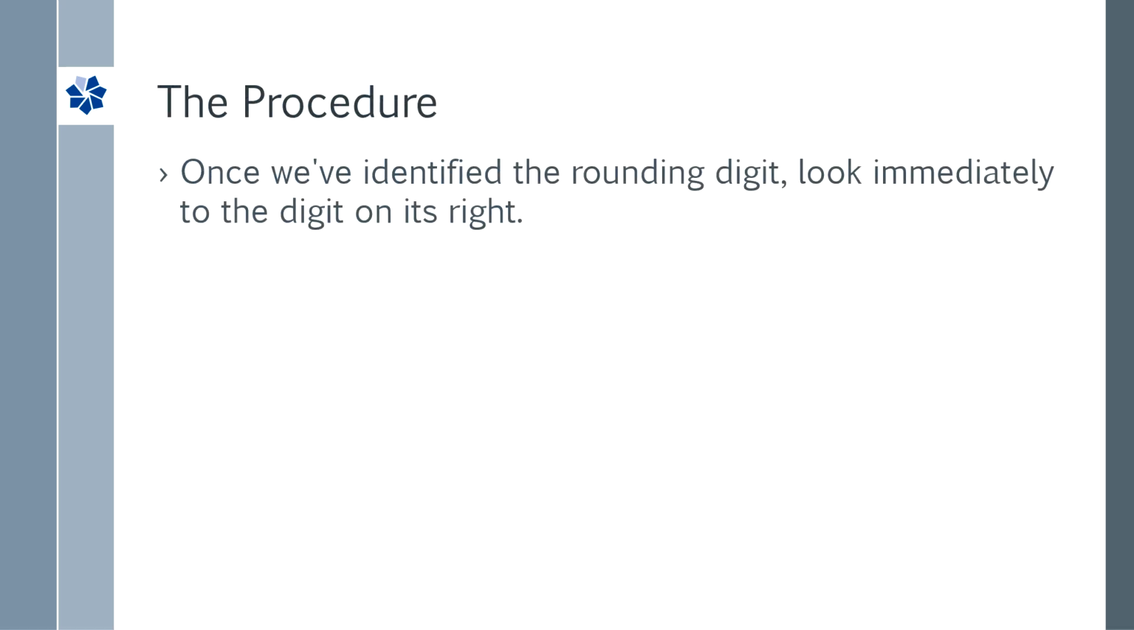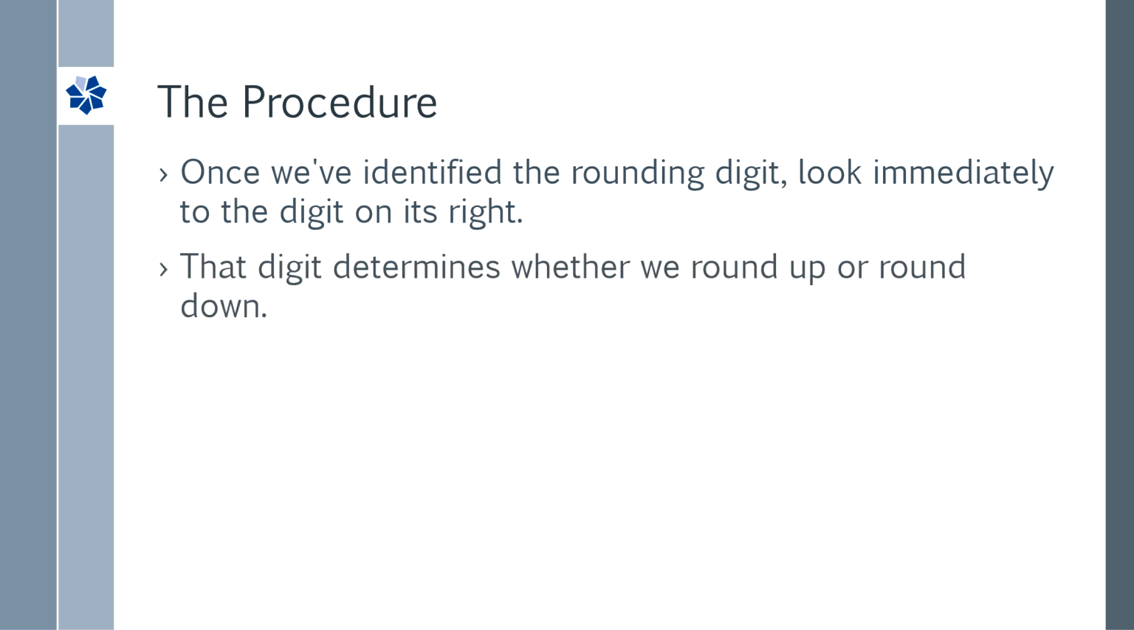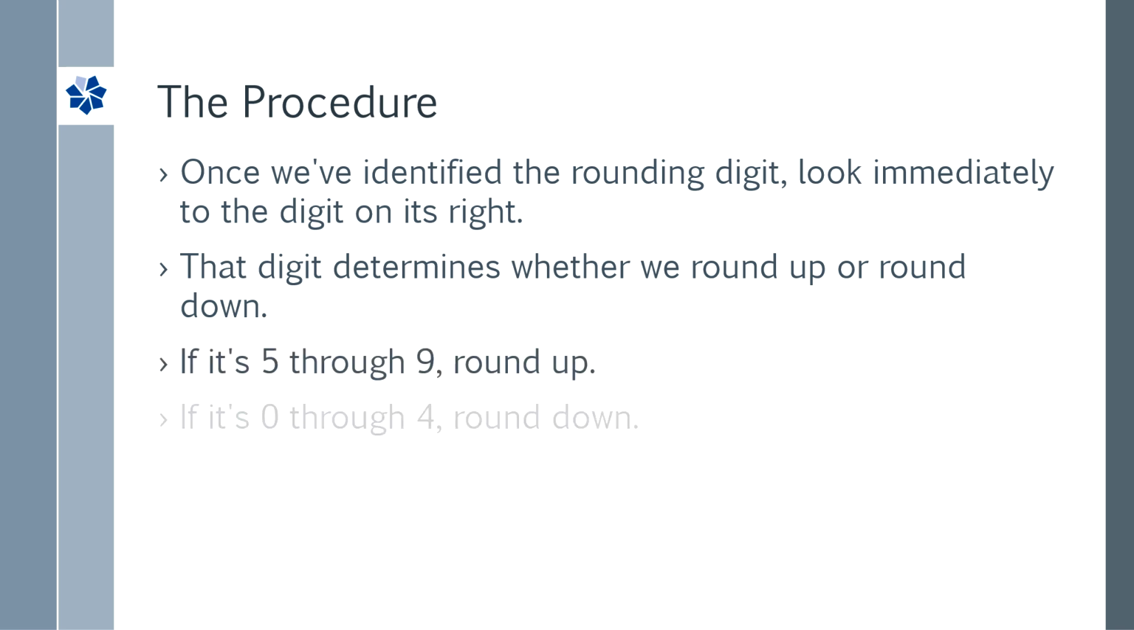So let's go back to our problem. Remember, we identified that 4. Once we have that digit, we look immediately on its right, and that tells us whether we're going to round up or round down. 5 through 9, we round up. 0 through 4, we round down.